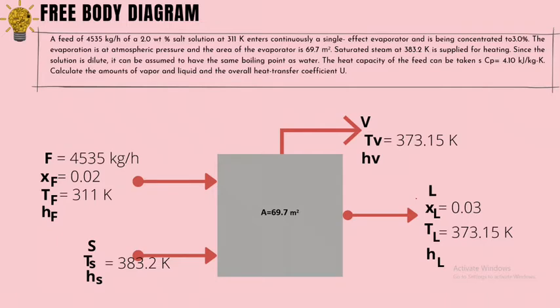Lastly, the liquid product denoted as L is still unknown, and we already have the given percentage weight of solute, which is 3% or 0.03. And the temperature of the liquid product is at 373.15 Kelvin. And lastly, the given of this problem is that the area of our evaporator is 69.7 square meters.